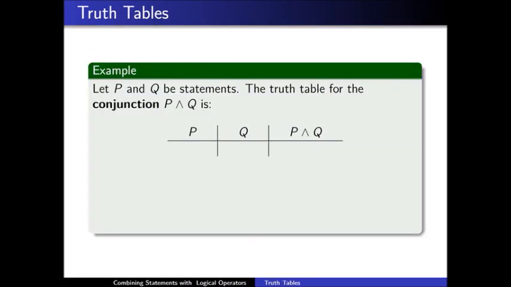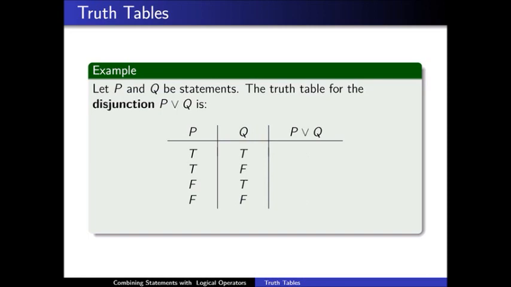First, let's look at the truth table for the conjunction P and Q. Besides the column for P and the column for Q, we also include a column for the compound statement P and Q. In the first row, P and Q are both true. According to the definition of conjunction, a conjunction is true only when both P and Q are true. So certainly in this case, the conjunction is in fact true. In all of the other cases, we don't have both P and Q being true. So in all of these cases, the conjunction must be false.